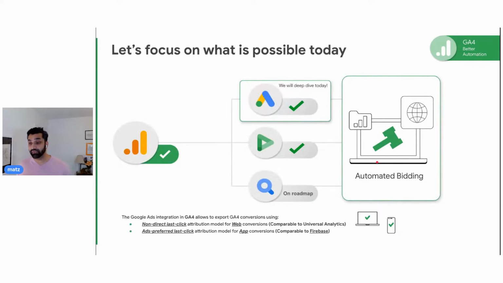Now, we have built a lot of integrations, and there are some on the roadmap that will help us unlock better media buying in all of our buying tools. The ones that are live today are Google Ads and DV360.